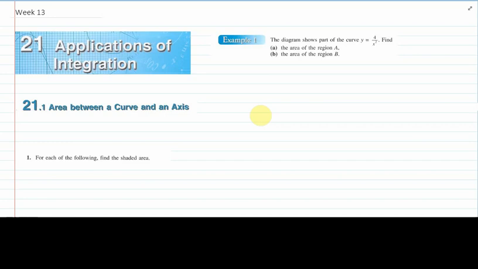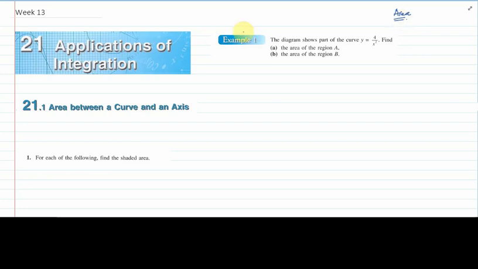Alright class, in this session we are going to start chapter 21, exercise 21.1, in which we are going to discuss the applications of integration. The specific application we are going to use is how to find the area under the curve. Alright, that is the main goal of your O-level maths, how to find the area by using integration.